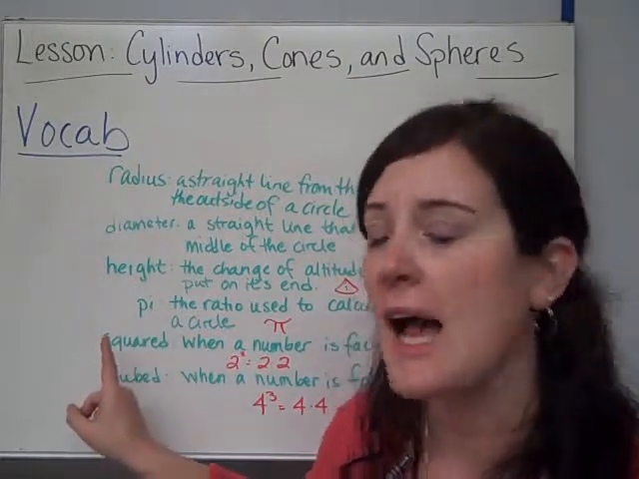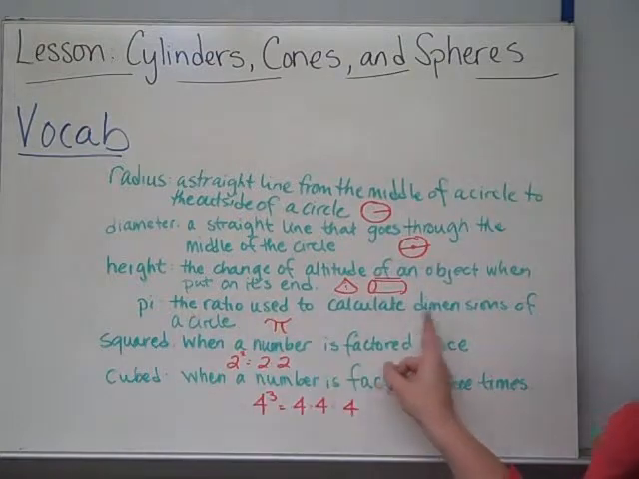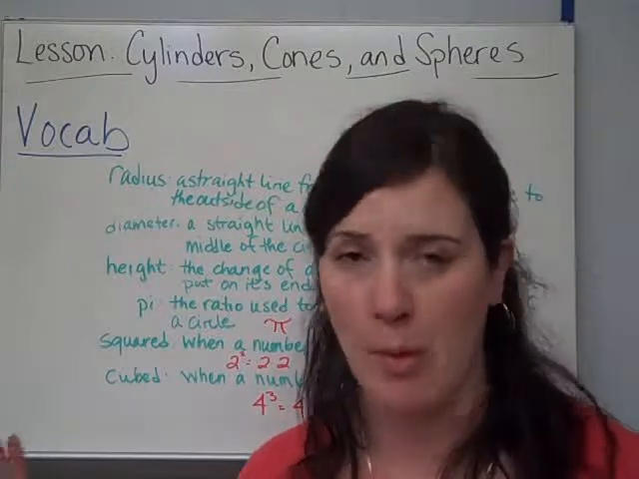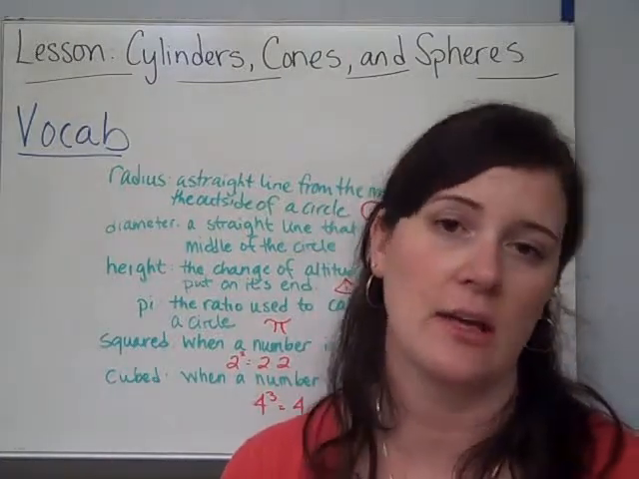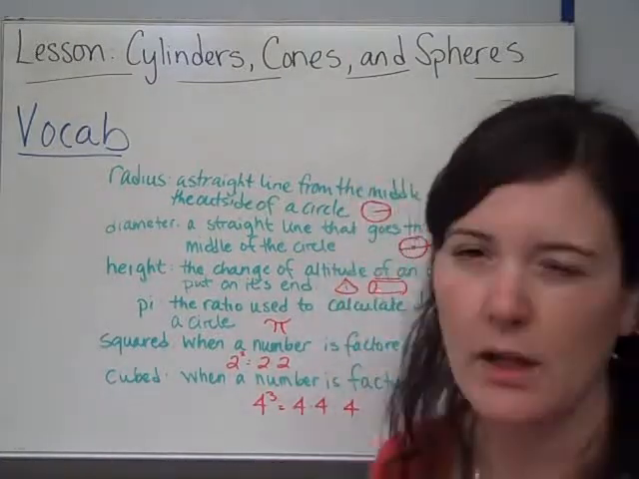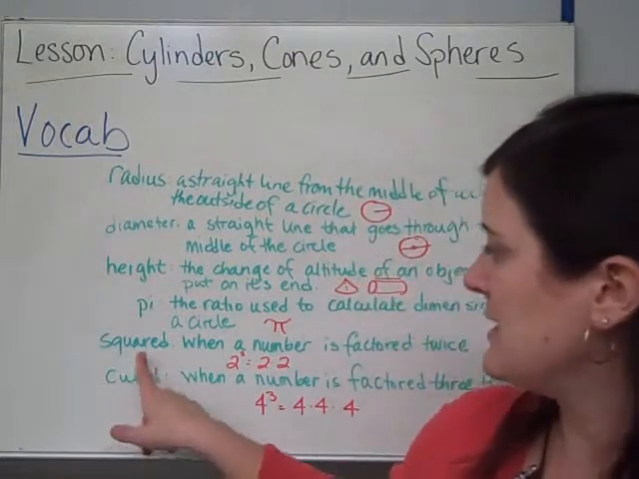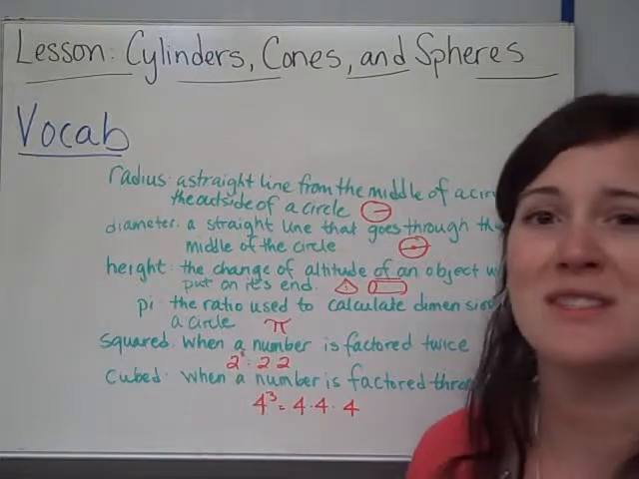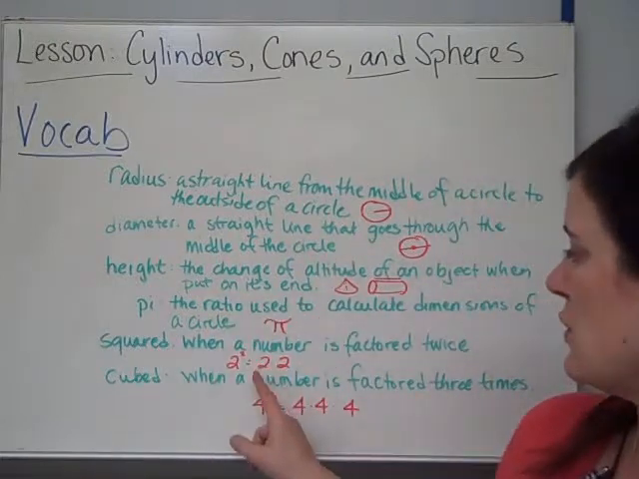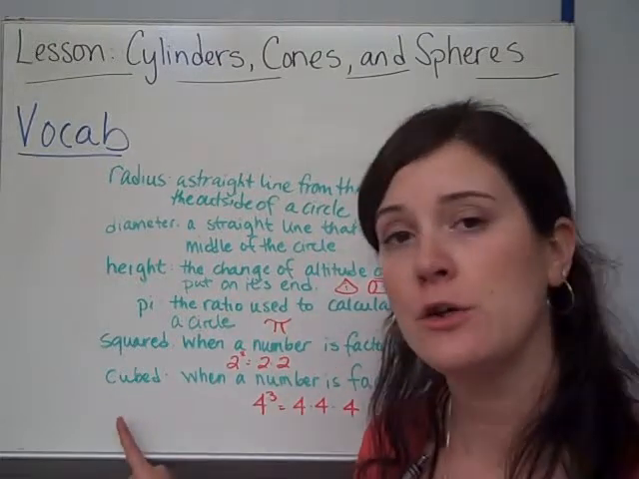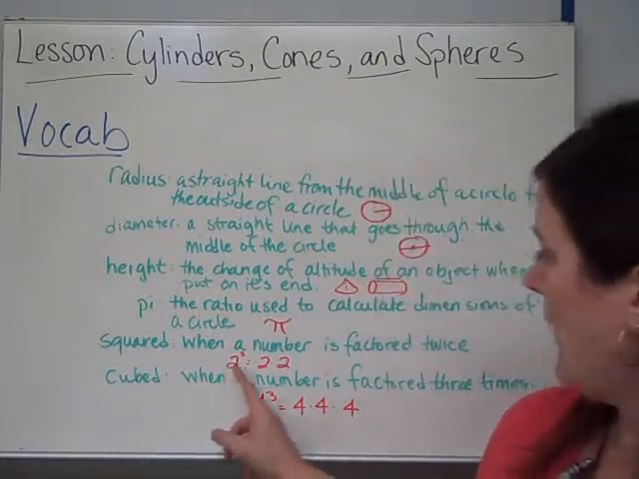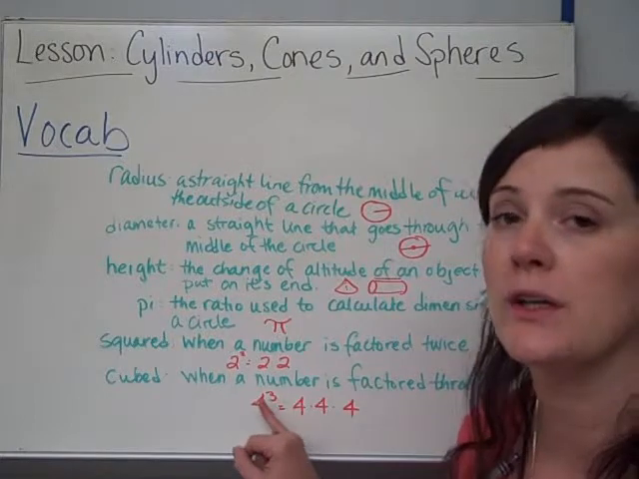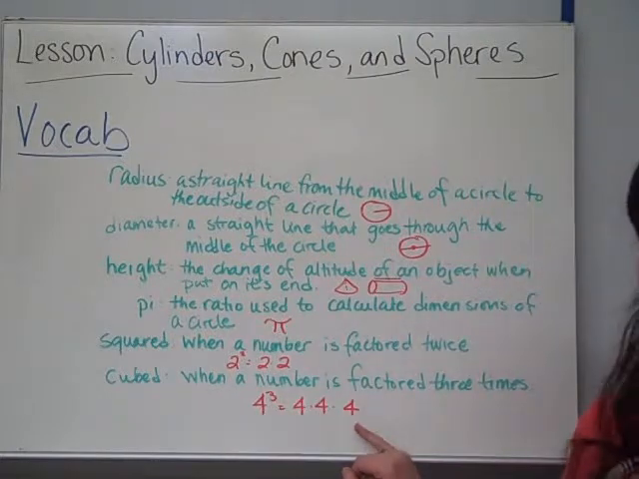The next one is pi. Pi is the ratio used to calculate dimensions of a circle. So we all know about 3.14 and so on. That's what we use for calculating distances in circles. The next one is squared, when a number is factored twice. So 2 squared means that we're using two twos, so 2 times 2. Cubed, the last vocab word, is when a number is factored 3 times. So 4 to the third power, or 4 cubed, is 4 times 4 times 4.